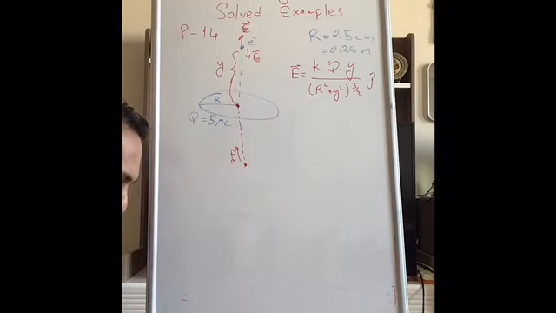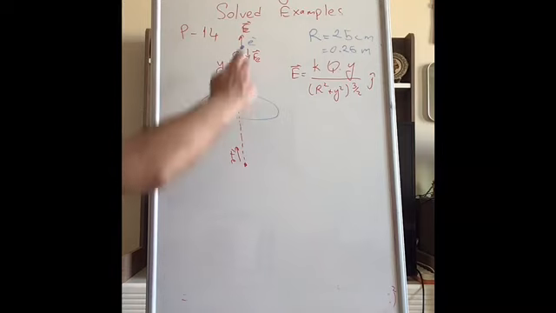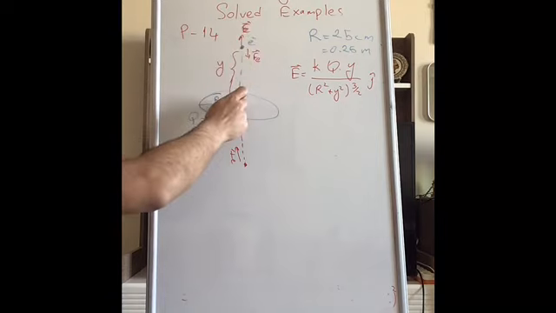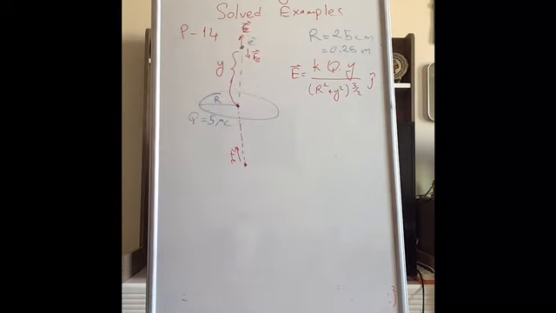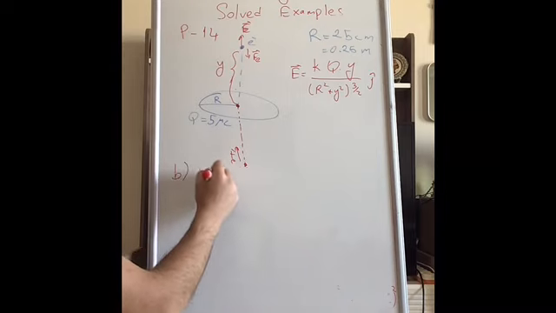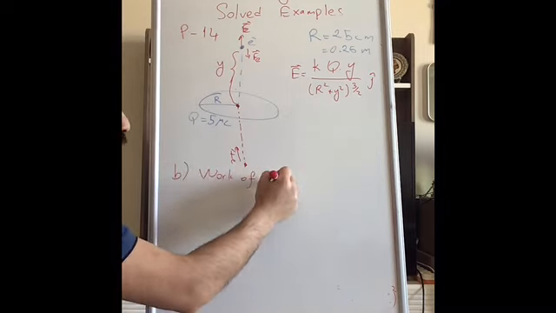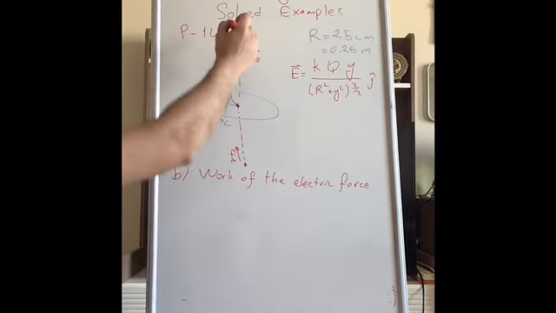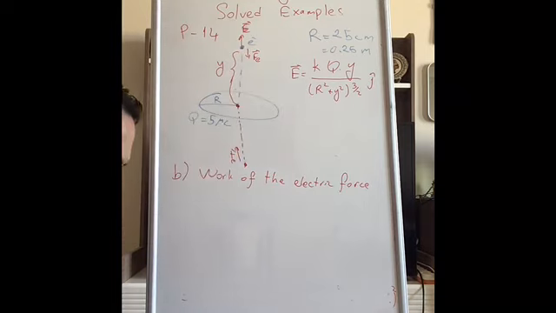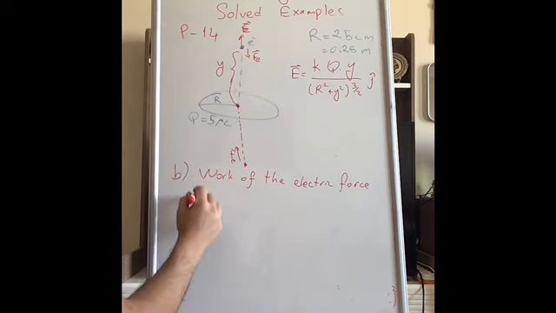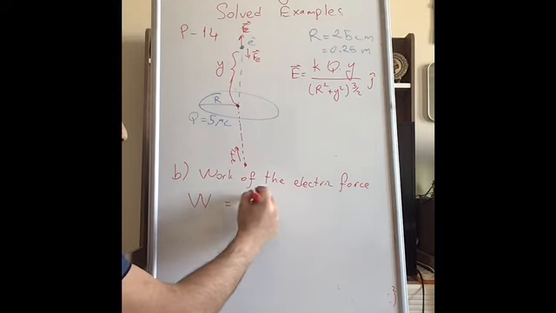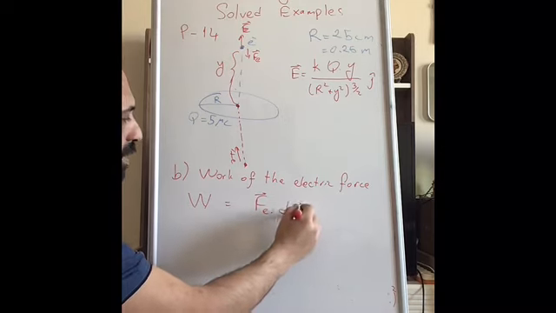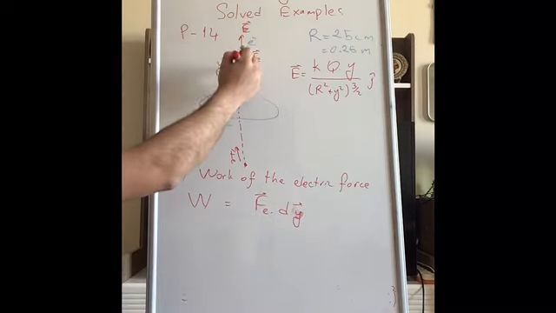Now, part B is asking what is the work done by the electric force when the electron passes the center. So actually part B is asking for the work of the electric force between the initial point and the center. Okay, and now we can write the work like the electric force times the path. Let me call it ds or dy, right? Here it is dy, but the force is not constant, right?